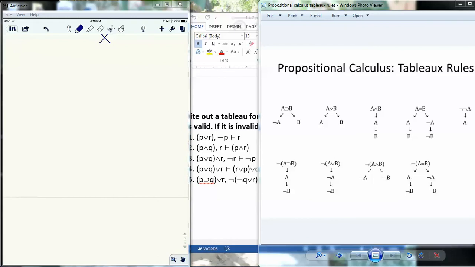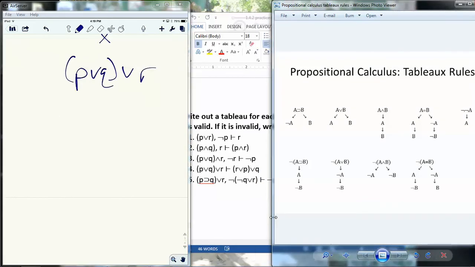Number four says P or Q or R, and the conclusion is R or P or Q. Intuitively, this should make sense, because all you're saying here is that at least one of these two things is true, R or P or Q. And P or Q is saying at least one of these two things is true, P or Q. So in all of that, you're saying at least one of P, Q, or R is true. And that's what this says too. So this should make sense.